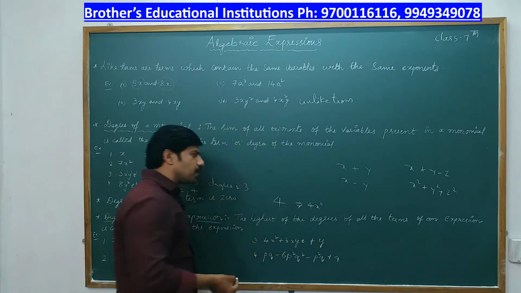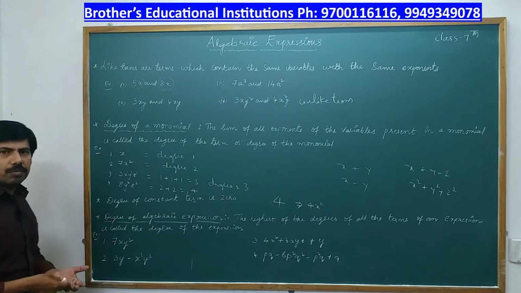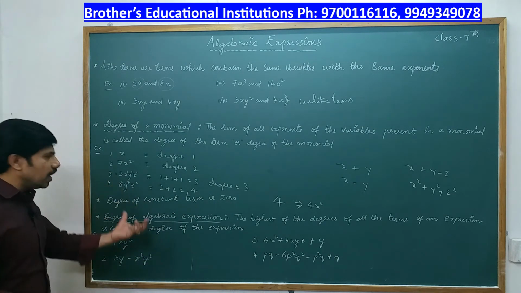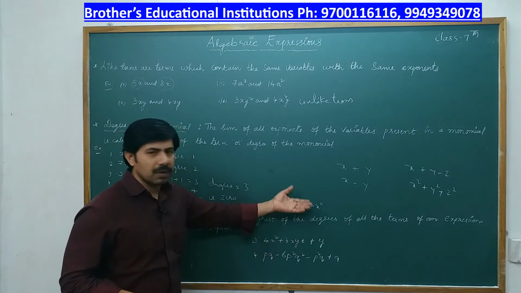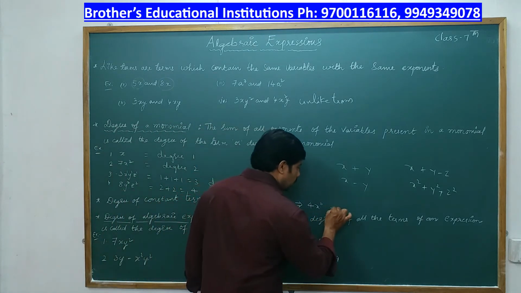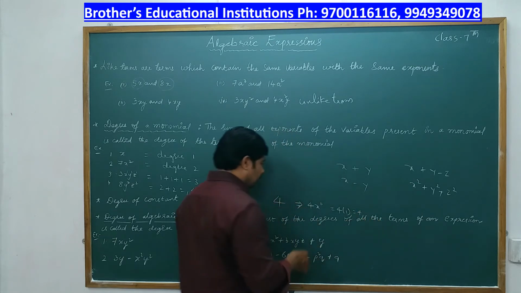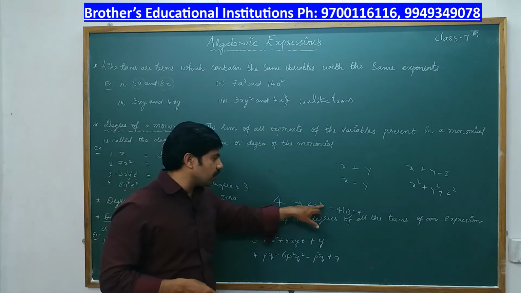Why am I writing x power 0? Because whenever we find the degree of any monomial, binomial or trinomial, we need a variable. As a constant, as a number, we don't have any variable. So you write x power 0. What is x power 0? It is 1. Anything power 0 is 1. So 4 into 1 will become 4. Again we get the same number. When do we get the same number? When the power of x is 0.